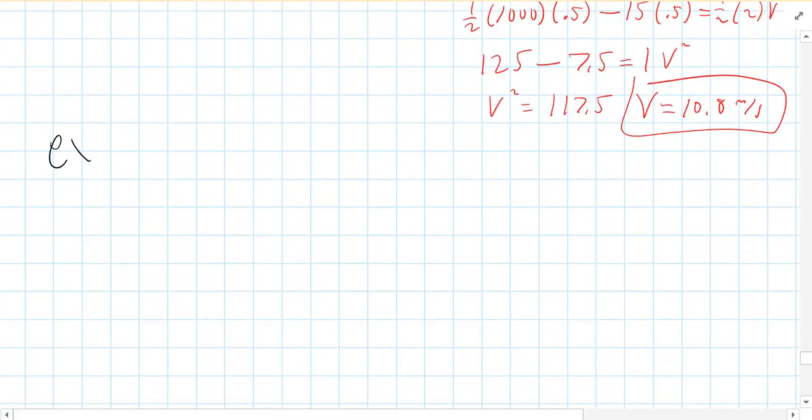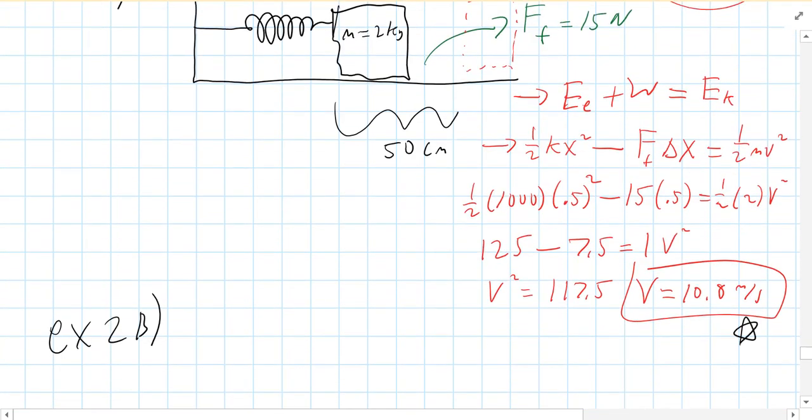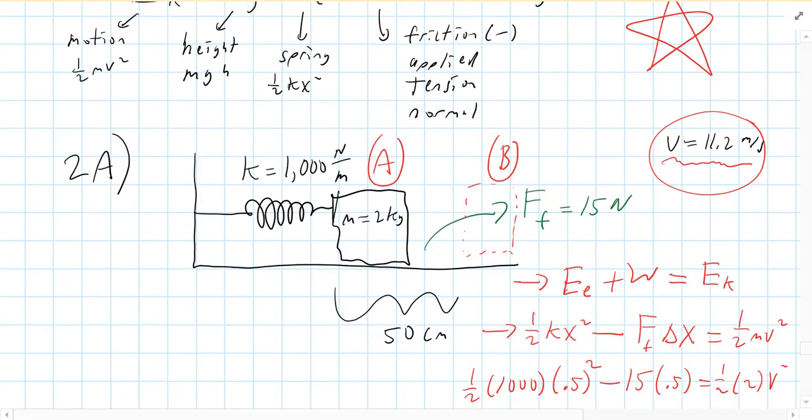Example 2b is when this book leaves and it's moving at 10.8 meters per second, how far is it going to slide before it comes to rest? And let's assume it's the same frictional force of 15 newtons acting on it. So basically in this picture up here, there's a third spot, and that's way over here when the book stops. We'll call that point C.